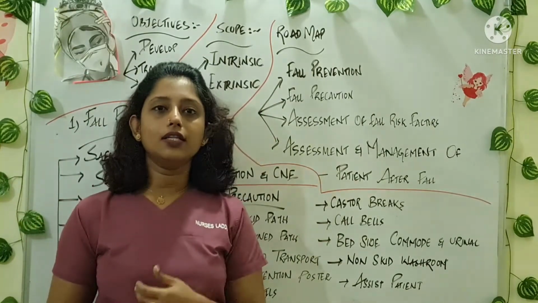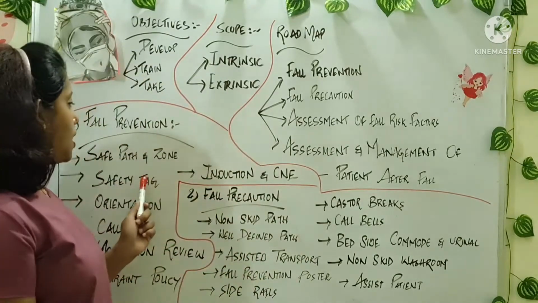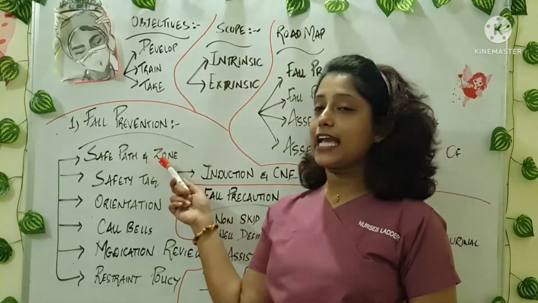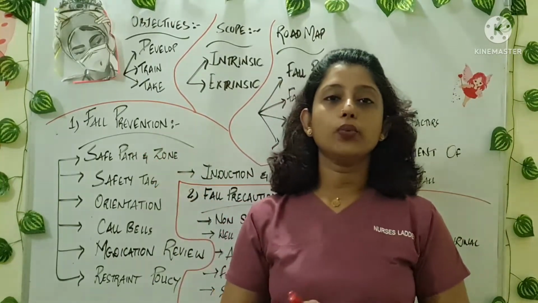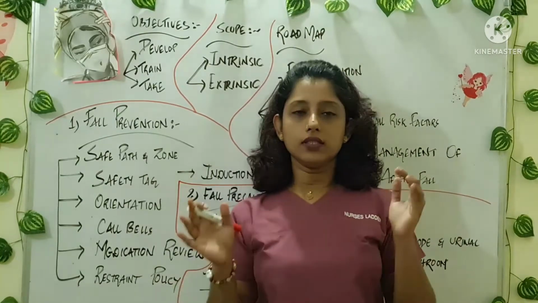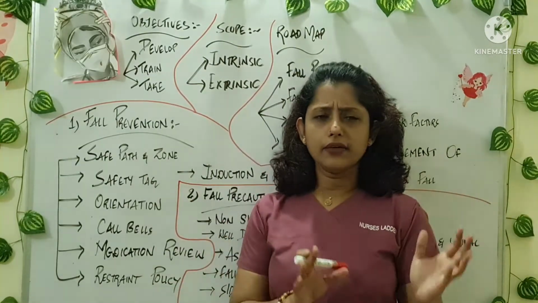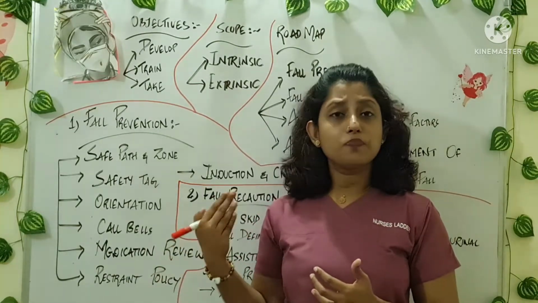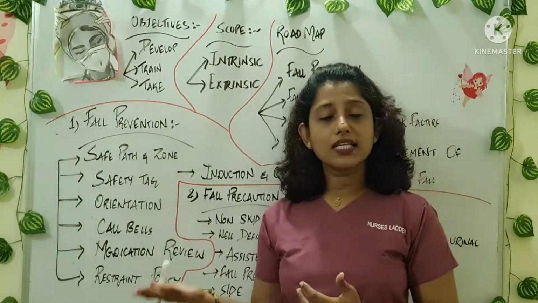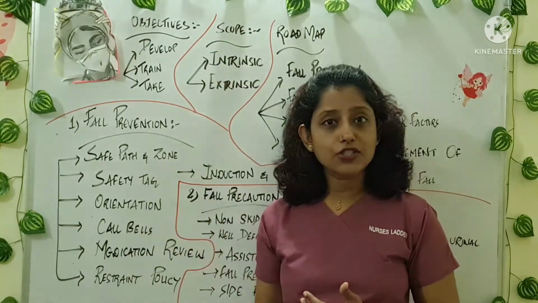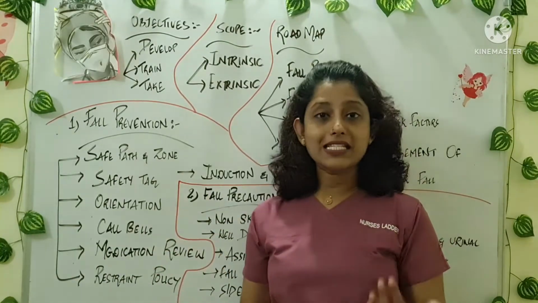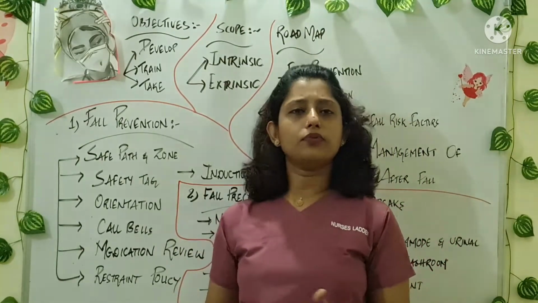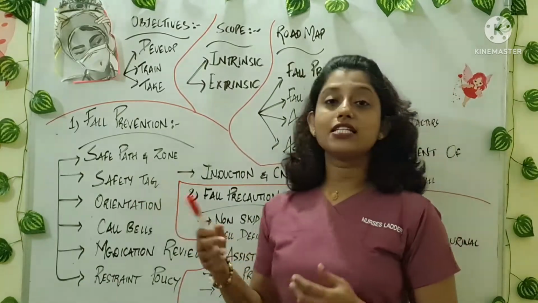First of all, let's see the first element, which is fall prevention. We need to have a safe path and zone. We need to check on the hospital floor and the patient care units whether any spill has happened. If there is any spill, we need to manage it as soon as possible. We need to clear it and dry the floor as soon as possible so that we can prevent a fall.